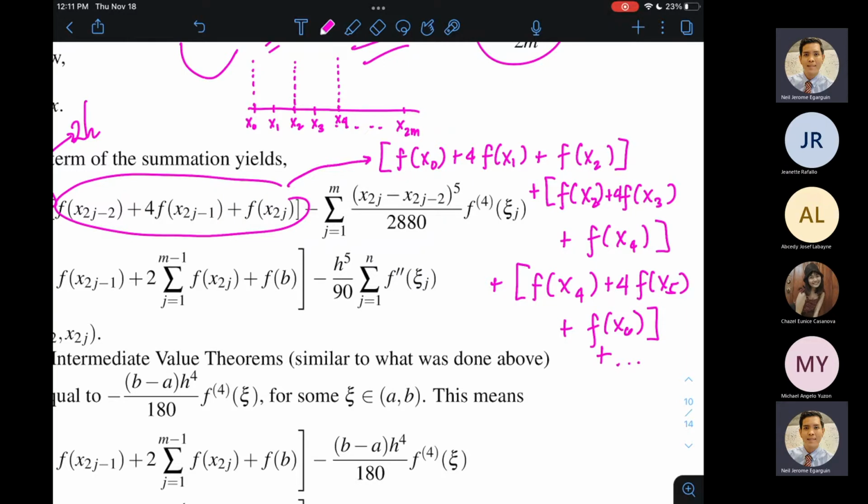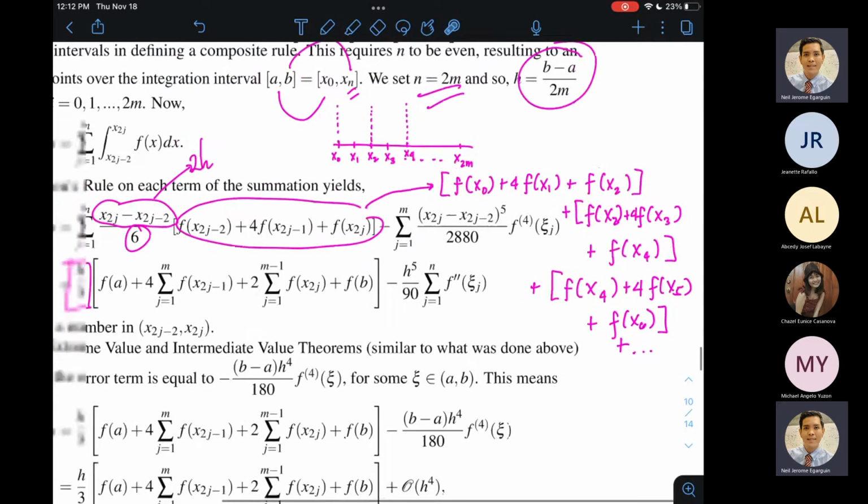All right? And let's observe the pattern. f of A will appear only once in the summation. And again, f of x sub 0 is just f of A. And hence, f of A appears alone here. All right? And then, how many times does f of x1 appear? It never repeats. 4 times f of x1. That's why there is a 4. Then here is f of x1. f of x2 here will be repeated in the next one.